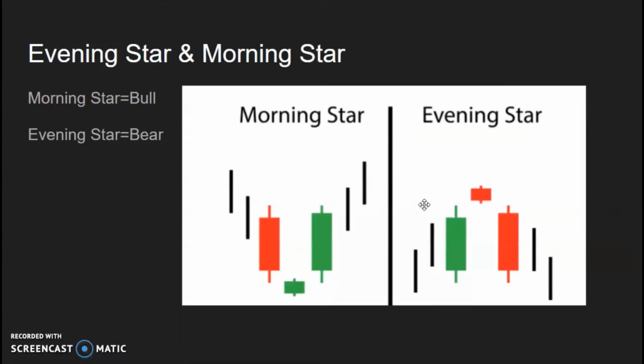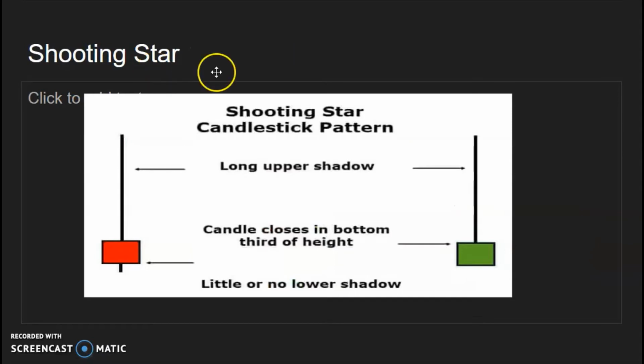Like evening star and morning star. Again, pretty self-explanatory, the evening and the morning, shaped like a star. Obviously the morning star is bullish and the evening star is bearish. Shooting star candlestick pattern: long upper shadow, candle close to the bottom, little or no shadow. Again, indications of bullish or bearish.